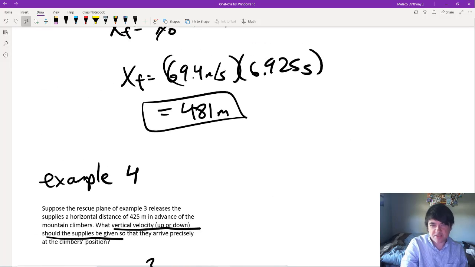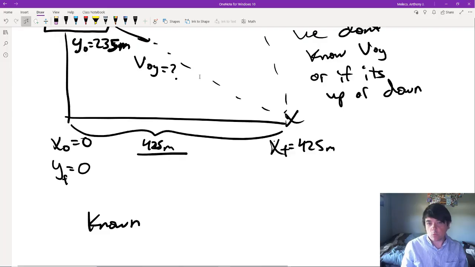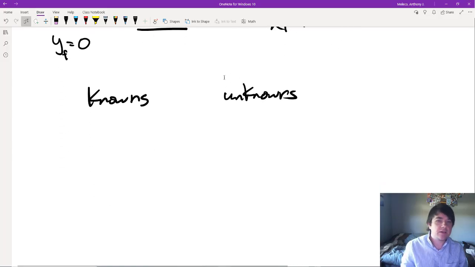So we can kind of hypothesize here if we released it before that, right? In the initial problem we had more time to release it, which means we could just go horizontal. Now that we have less time, we're probably going to have a downward velocity because there's less time for it to reach the climbers. But let's see if we can solve for this, because we've never really done a problem where v naught y is not 0 yet.